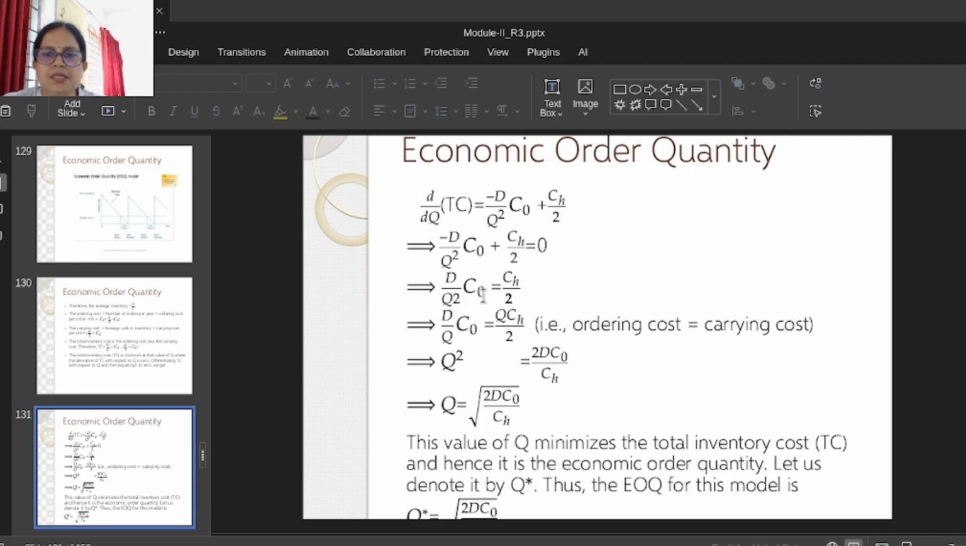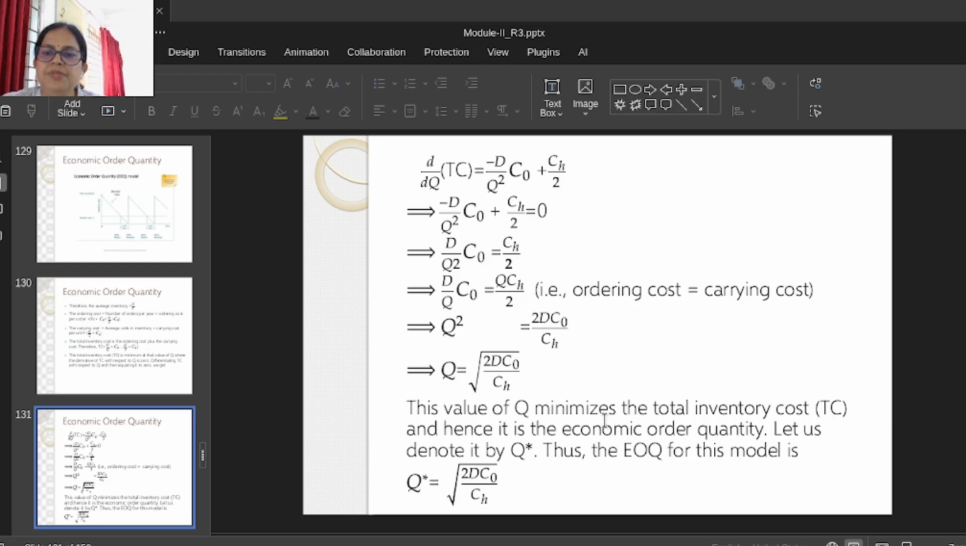What will happen? D by Q square into CO equals CH by 2. When we simplify this, we get Q square equals 2DCO divided by CH. What is Q? Q equals the square root of 2DCO by CH. This is the Q that minimizes the total inventory cost and hence it is the economic order quantity. Let us denote it by Q star. We always say EOQ equals Q star, that is root of 2DCO by CH.